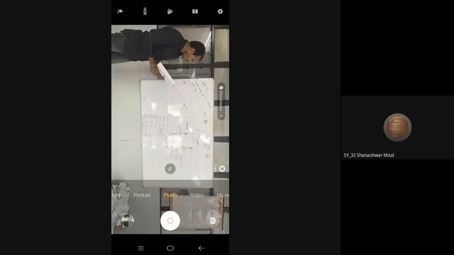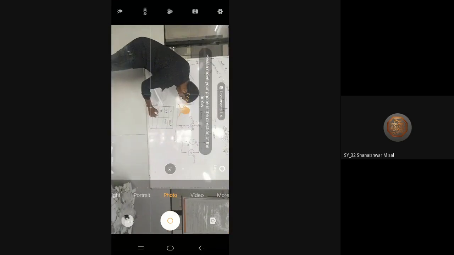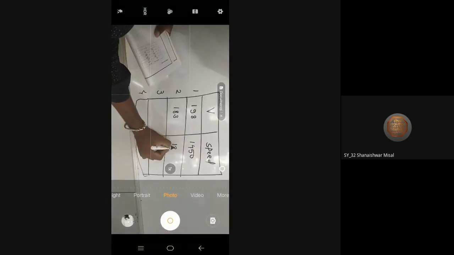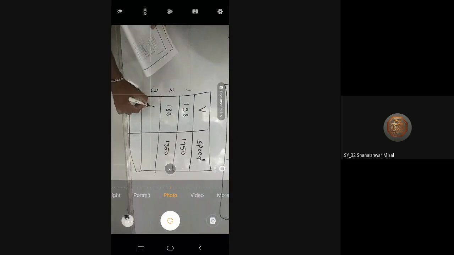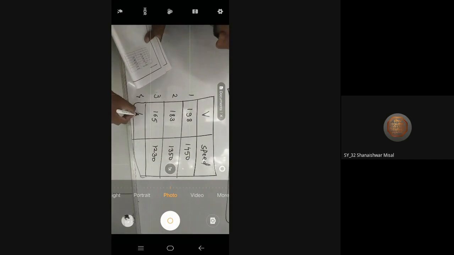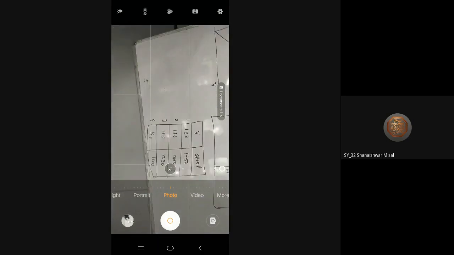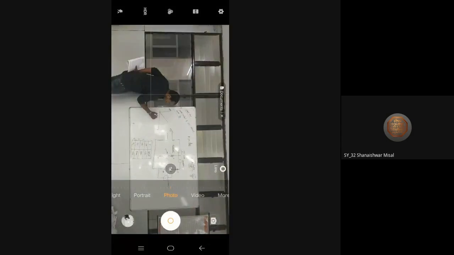Now we will take those readings to the observation table. Here 198 is my voltage, 1450 is my speed; 183 is my armature voltage, 1350 is my speed; 165 is my voltage, 1230 is the speed; and the last one, 146 was the voltage, 1100 was the speed. Now we will plot the graph from these readings and verify whether it looks like this. So I will draw the graph.